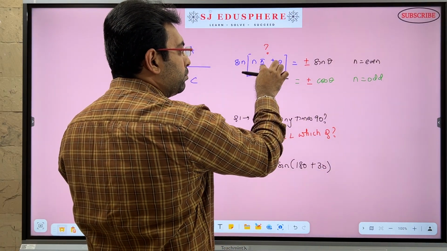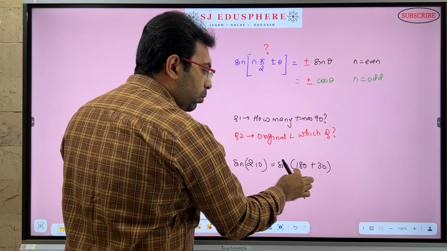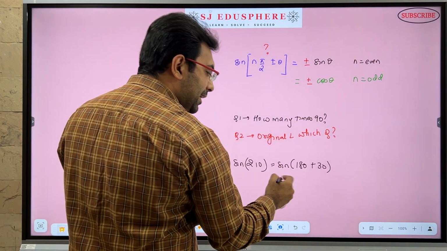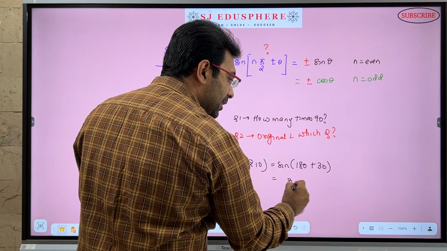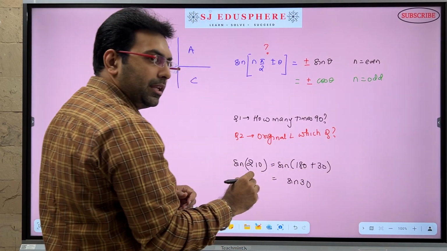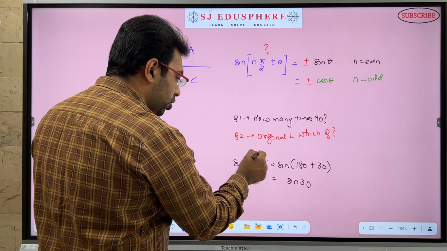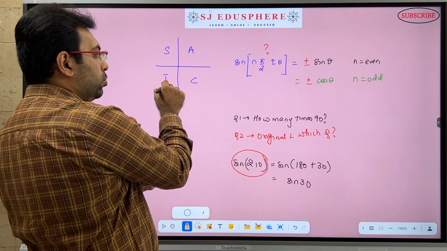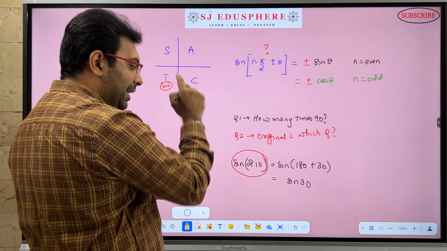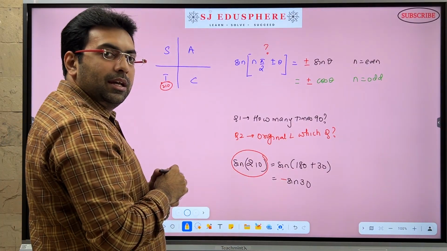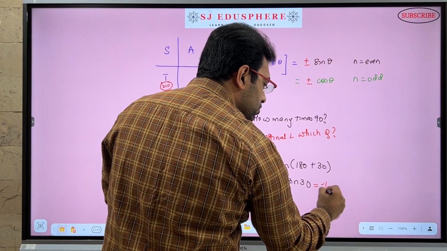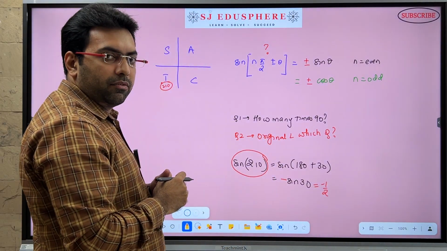What is pi by 2? Pi by 2 is 90. What is 180? How many times 90? 2 times 90. Even times 90, sine will remain sine. But 210 is in the third quadrant. Your 210 lies here. That is why the answer of sine is negative. We know the value for sine 30 is half. So this will become minus half.